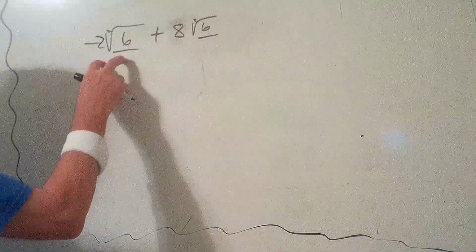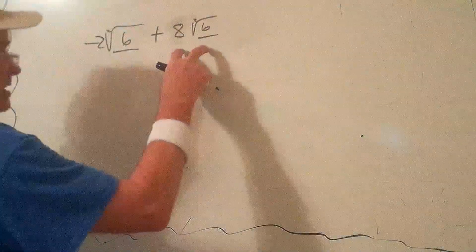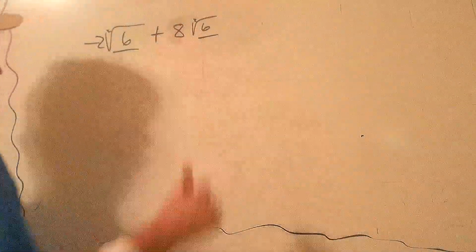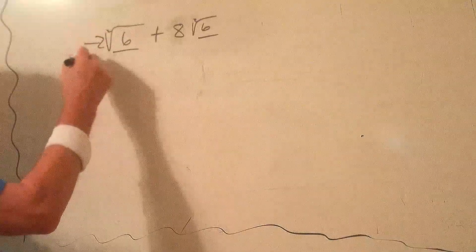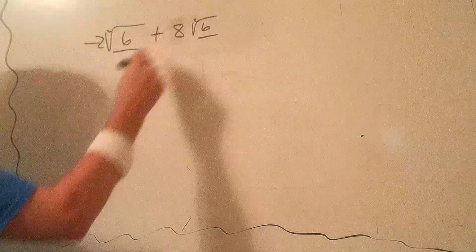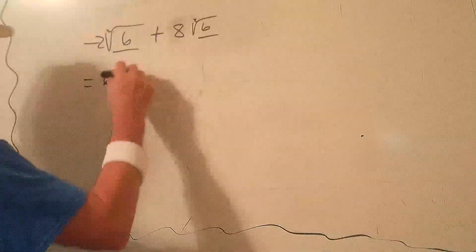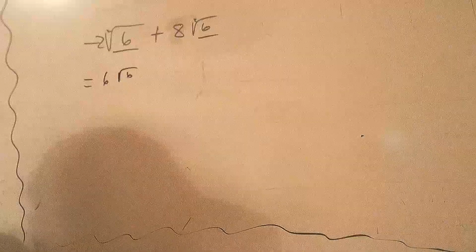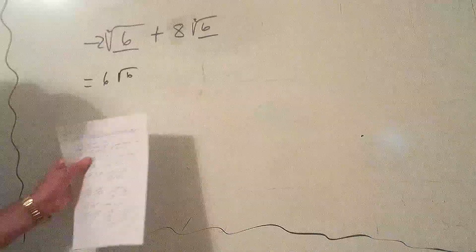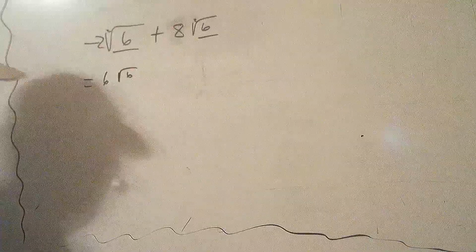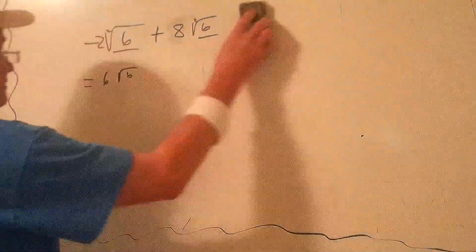Okay, so we have negative 2 square roots of 6 plus 8 square roots of 6. All we do is we just add the coefficients, the numbers in front. So that would equal 6 times the square root of 6. Anything else we can do there? No. Everybody okay with this? Okay. It's real simple, just a little different.